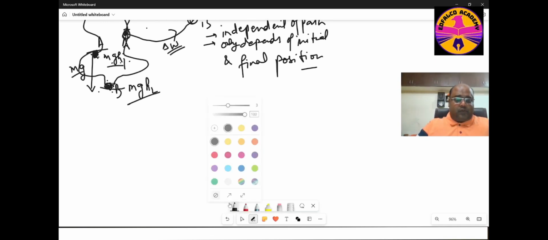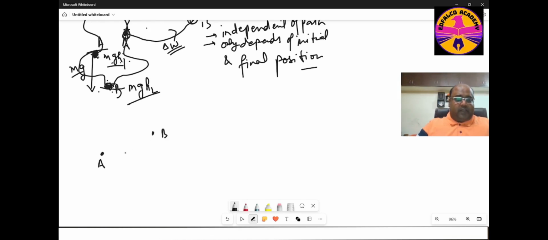Let's take another example to understand this. One more thing before we go ahead. We were talking about point A and point B. I said that you take any path and go from point A to B, the work done would be the same, and that is if the forces are conservative, because it is independent of the path.